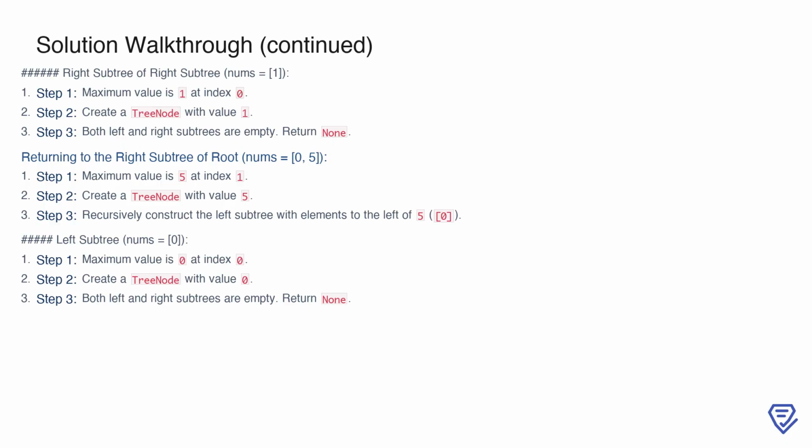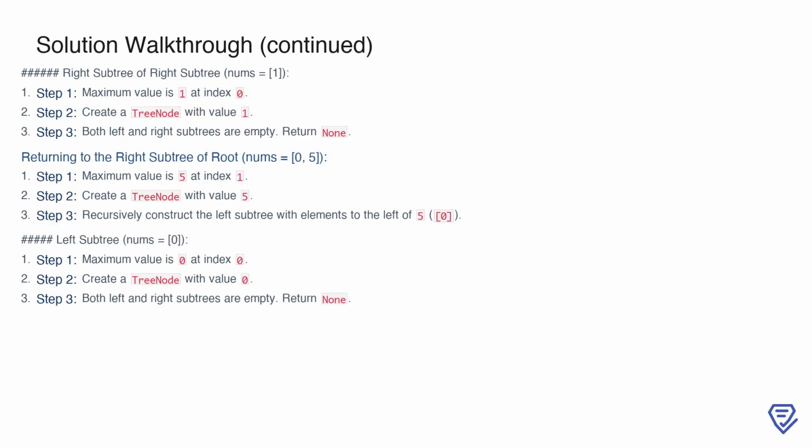Now, returning to the right subtree of the root, we focus on the subarray 0, 5. The maximum value here is 5, located at index 1. A tree node with value 5 is created. For the left subtree, we use the subarray 0, where the maximum value is 0. A tree node with value 0 is created, and since there are no elements left to process, both the left and right subtrees of this node are None.